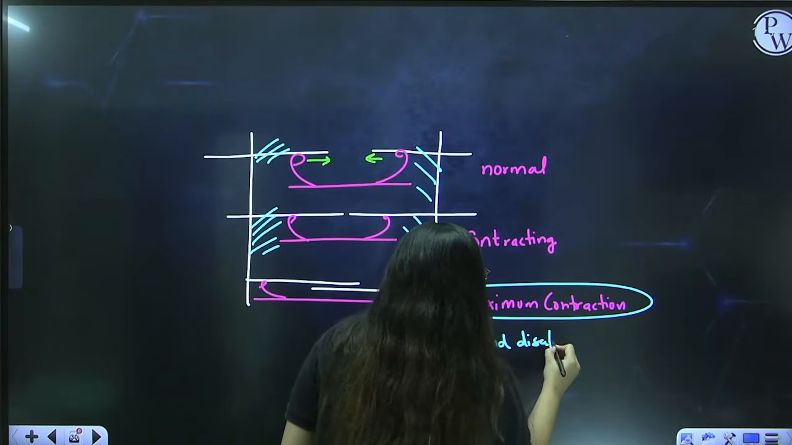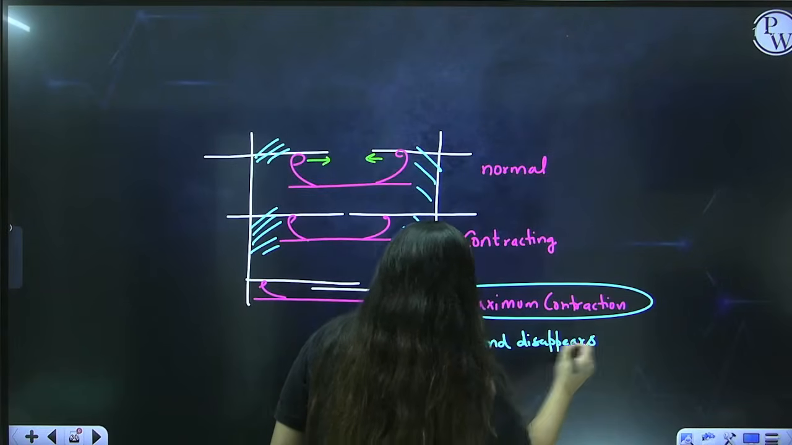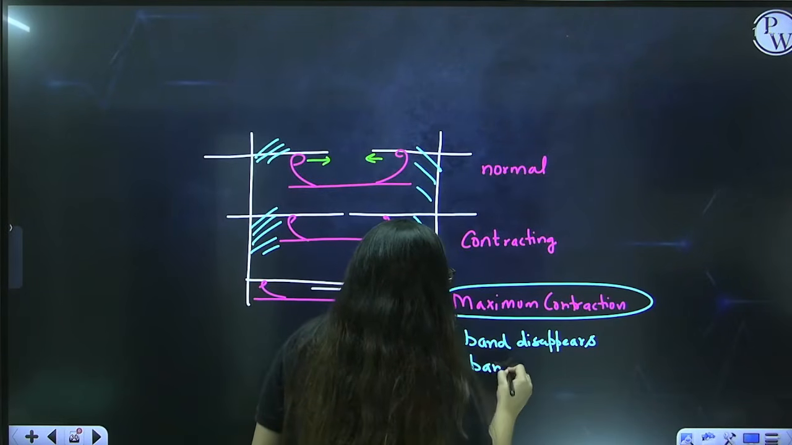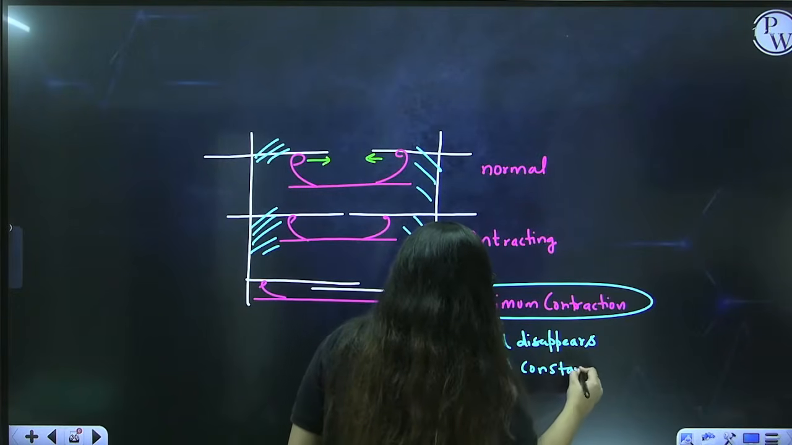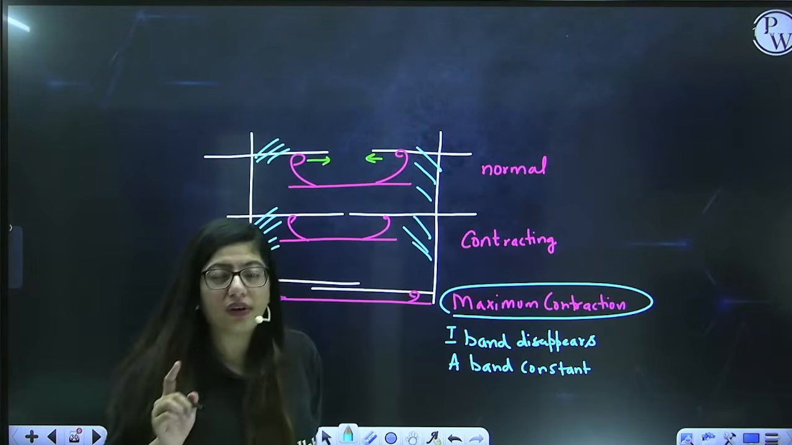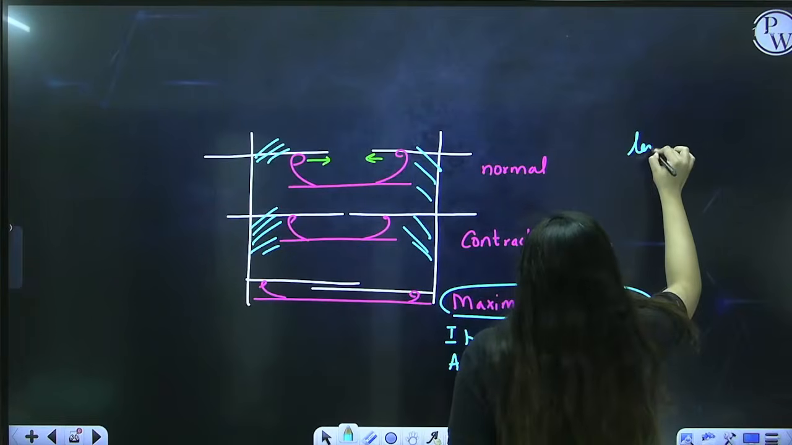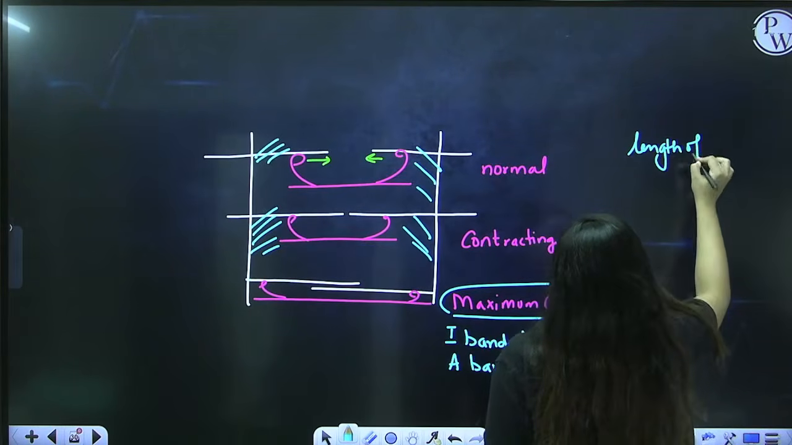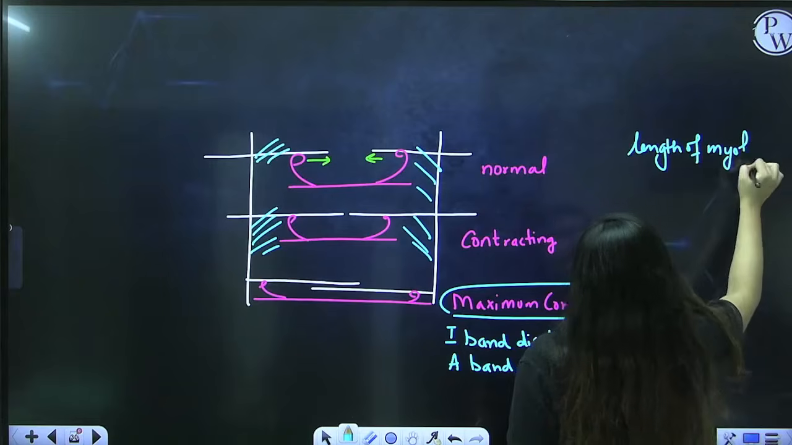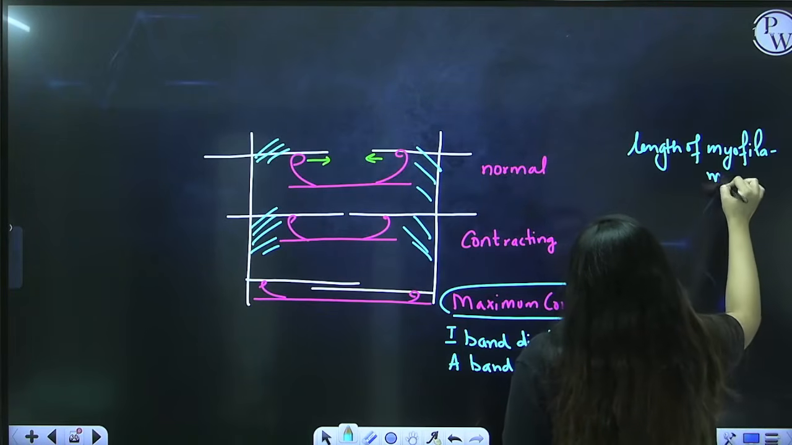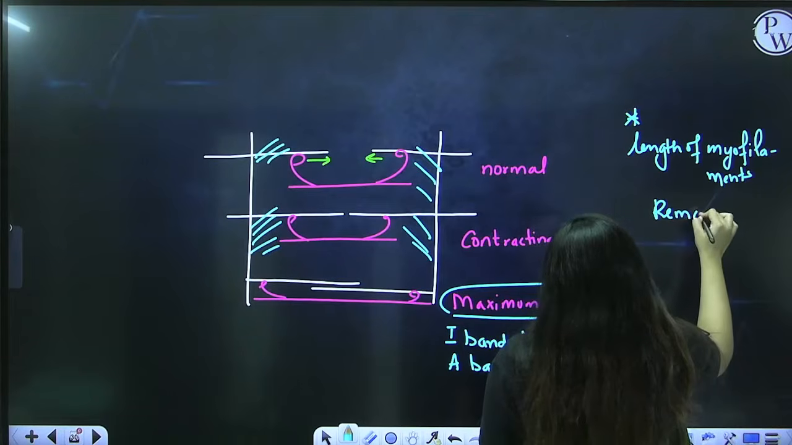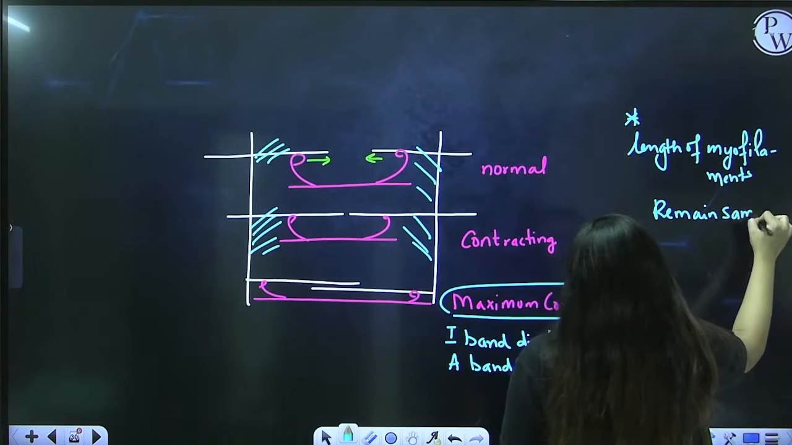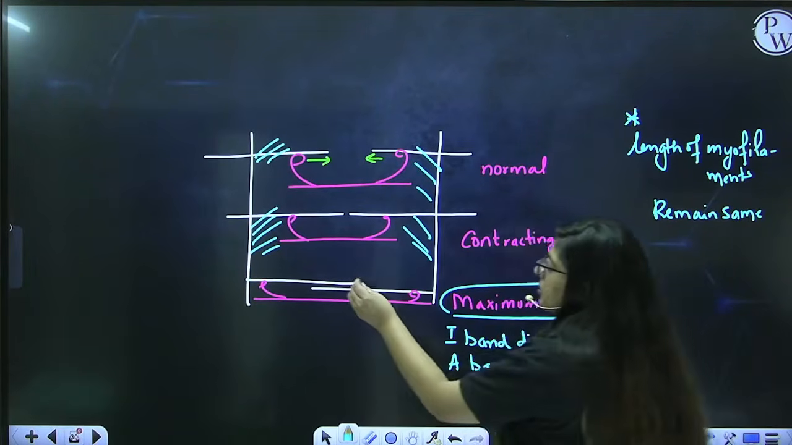I band disappears. Second, A band remains constant. Okay, and also during contraction, the length of myofibrils, the length of the myofilaments remains the same. As you can see, no length has been changed, only the filaments are moving towards each other.